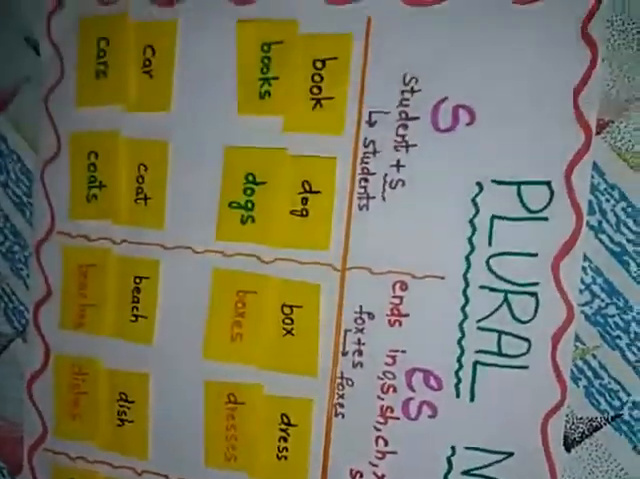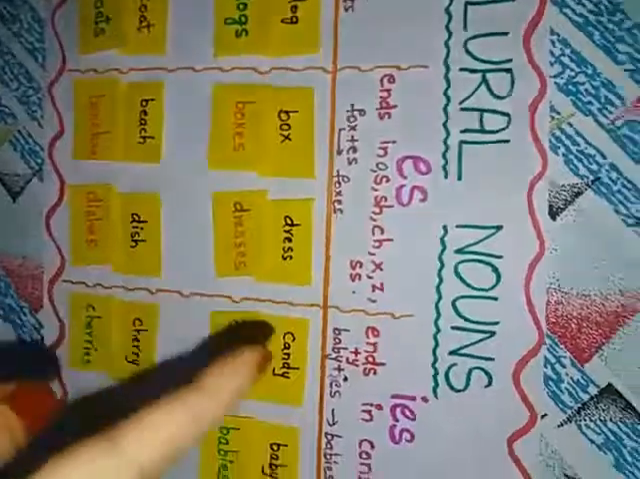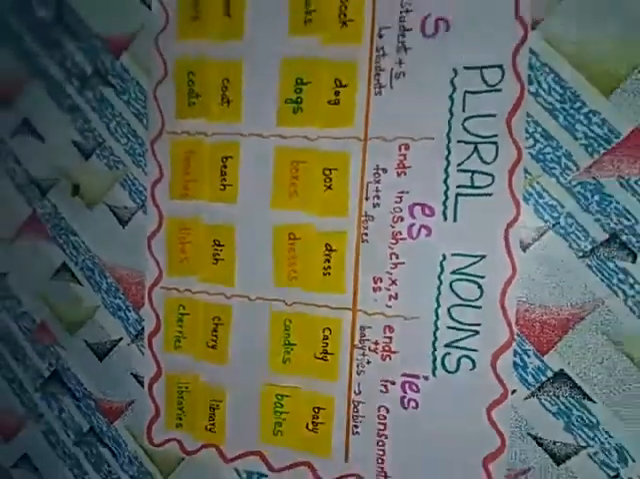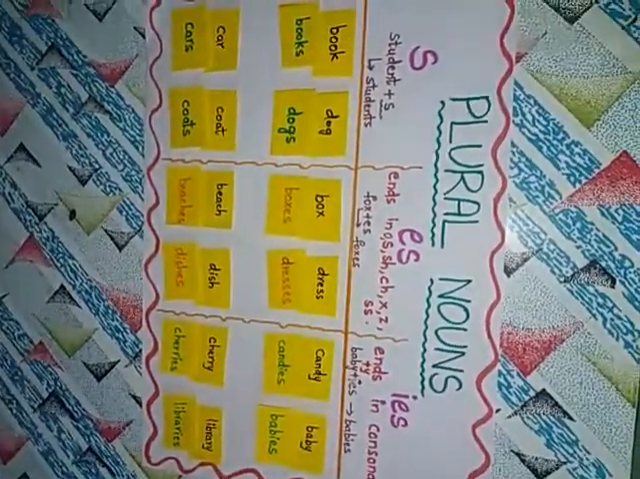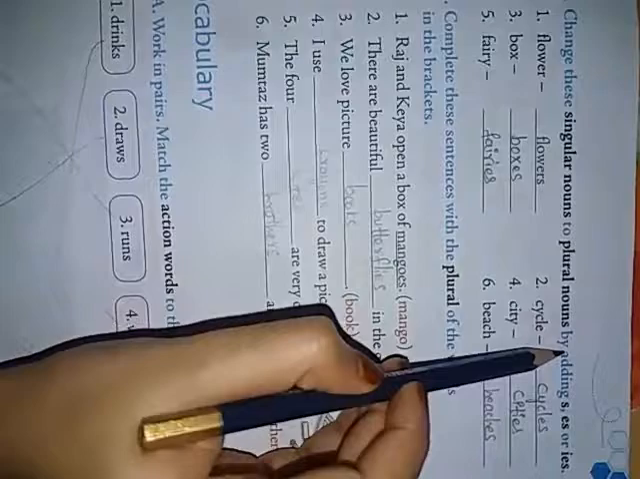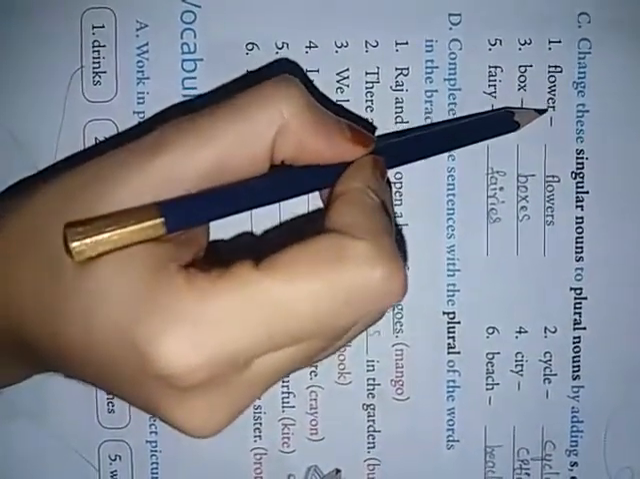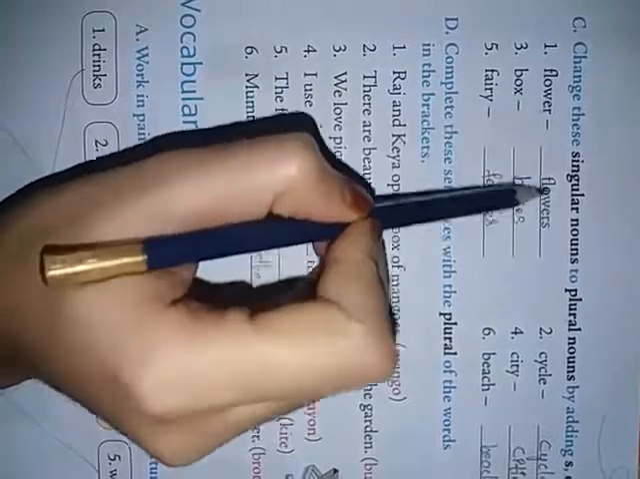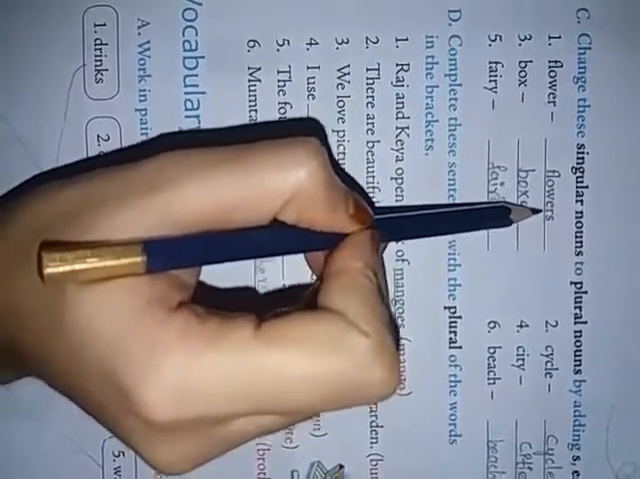Okay children, clear? Now have you understood? S, ES and IES. Okay? Now let's start this bit. Change these singular nouns to plural nouns by adding S, ES or IES. Suppose flower ending with a consonant R. You have to use just flowers.